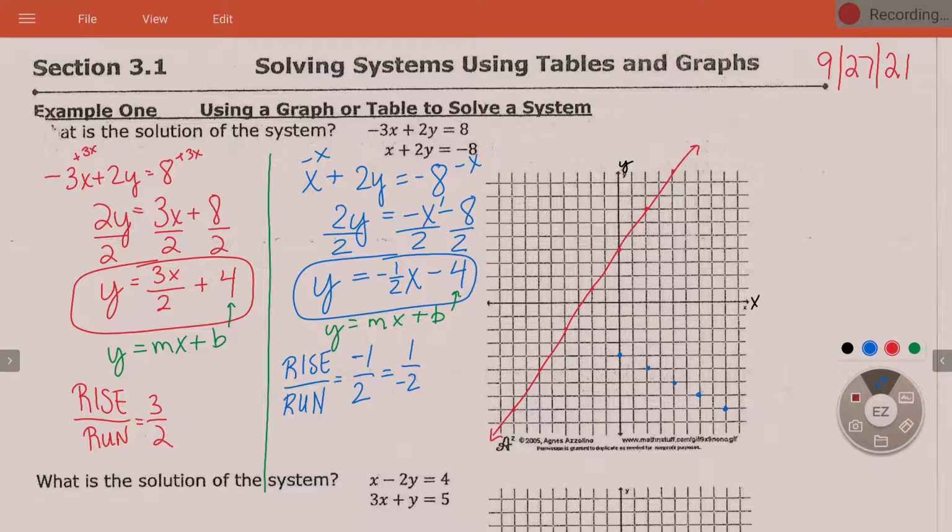And what else can I do? I can reverse it here. We're going to go up and over. And that's required in this problem. So I'm going to go up 1, over 2. Up 1, over 2. Up 1, over 2. Okay. You got your line? Connect the points.